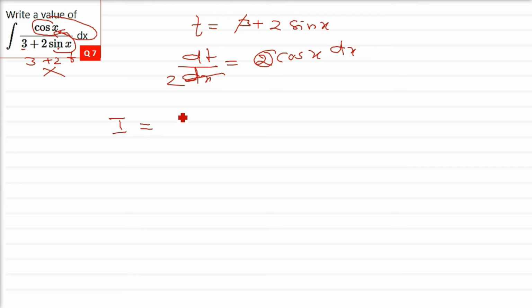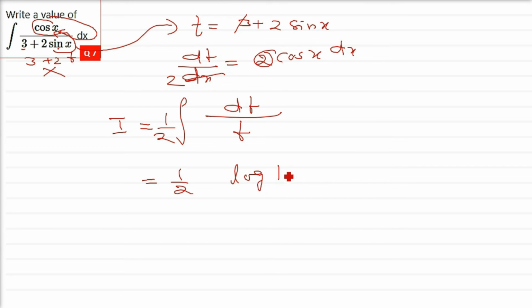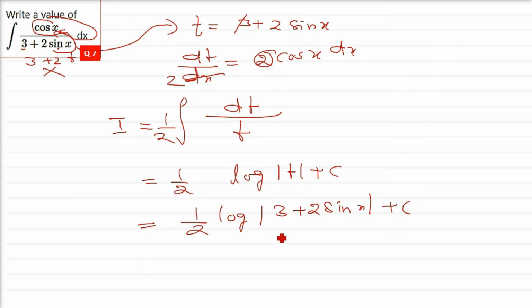So this integral will become, cos x dx will be dt by 2, so dt will come here, 1 by 2 here, over 3 plus 2 sin x. We have taken this whole as t, so dt by t, and this will be half, dt by t, which will be log modulus of t plus a constant of integration. In place of t, replace it with 3 plus 2 sin x, which was taken earlier. So half log modulus of 3 plus 2 sin x plus a constant of integration will be the final result.